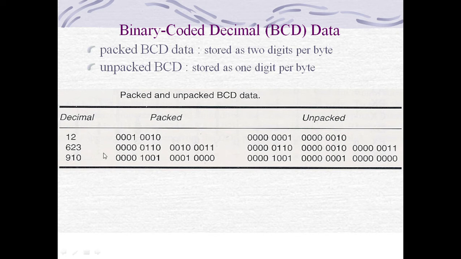Packed BCD and unpacked BCD are almost similar. In packed BCD, one decimal digit is stored as a 4-bit code, and two digits are combined in a single byte. In a single byte of storage, two digits are stored, while in unpacked BCD, a single digit is stored in 1 byte of memory.